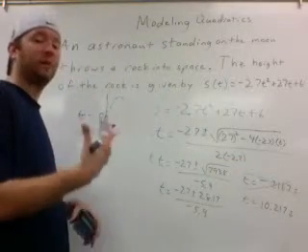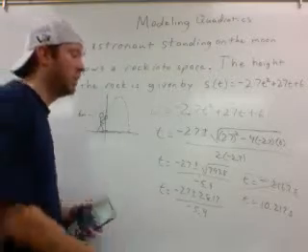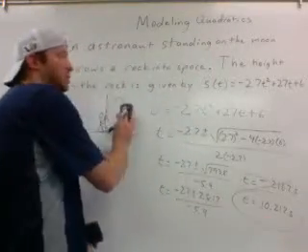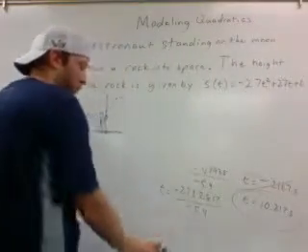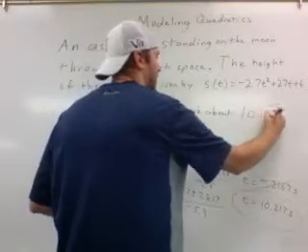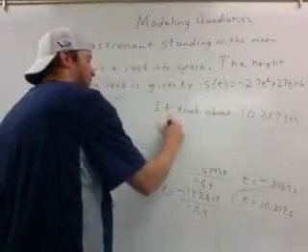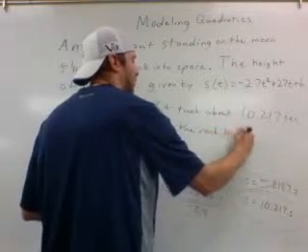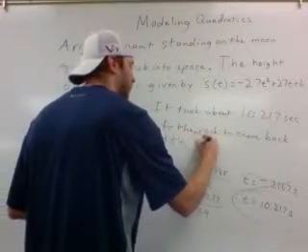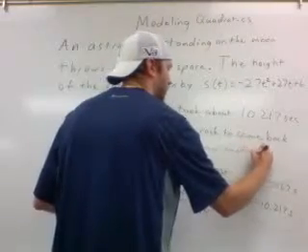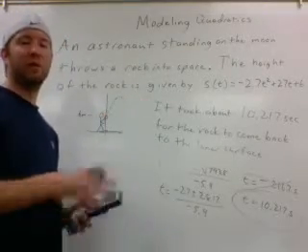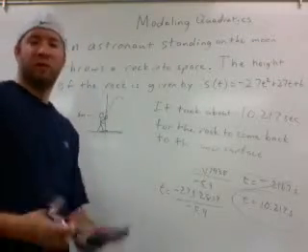And how long did it take for the object to come back to the lunar surface, the moon's surface? It took 10.217 seconds. Again, one of the things we're trying to get you to do is answer the problem. So the problem would say it took about 10.217 seconds for the rock to come back to the lunar surface. Answer that in a complete sentence. So what does this 10.217 seconds mean? It means the object was in the air for 10.217 seconds before it came back and hit the ground.